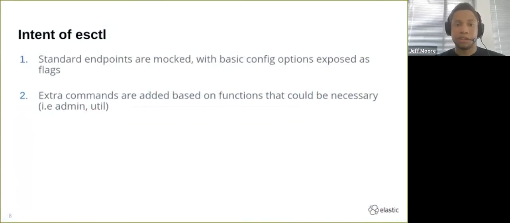So with this in mind, the intent was to take the standard endpoints that Elasticsearch has and translate those into commands, with basic config options necessary for the function of those endpoints exposed as flags. What this means, for those of you familiar with Elasticsearch, there are cat endpoints, /_cat. So /_cat/nodes would be implemented as YesCuddle cat nodes. Stuff like that. And then I would also sprinkle in a few extra commands that are really useful. I'll show you one a little bit later. But that's kind of the intent for YesCuddle.